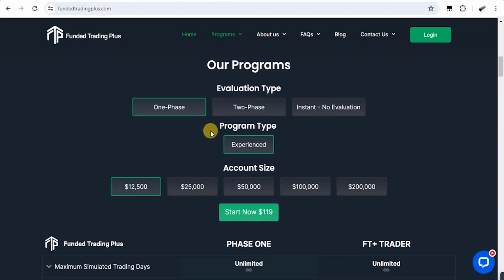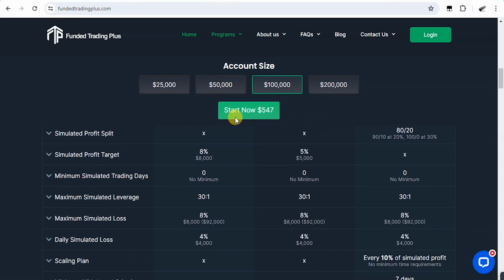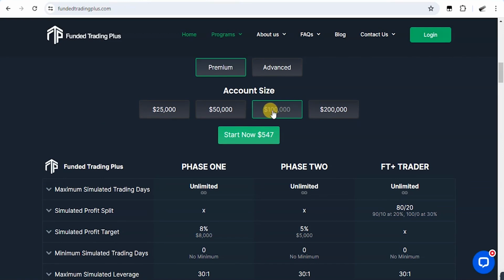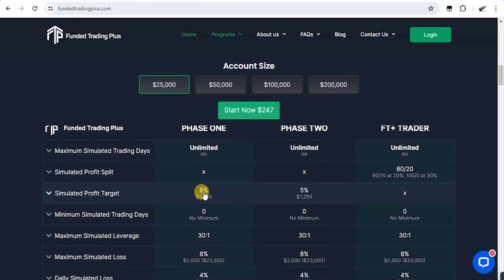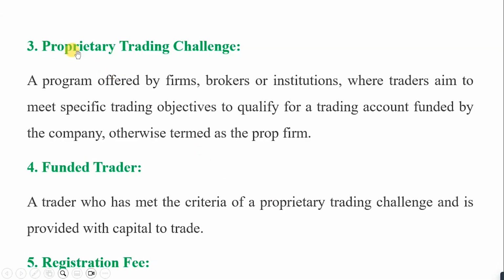Let's go to Funded Trading Plus. This is a 1-step, and this is a 2-step challenge. On this 2-step challenge, let's start with a small account, a $25,000 account. You're expected to make 8%, and that 8% is $2,000 on phase 1. Then on phase 2, you're expected to make 5%, which is $1,250. So that is what this challenge is all about.